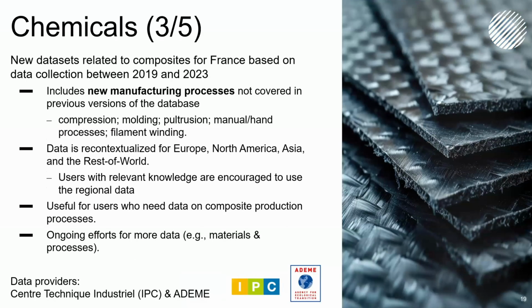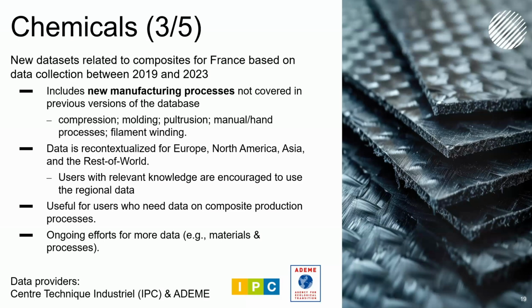The third major update for the chemical sector concerns the introduction of datasets that model manufacturing services for composite materials. So this is brand new data that we did not have before. It was primary data collected from different factories in France by the IPC in collaboration with ADEME. The datasets that were introduced are modeled as services, meaning that the main input components that comprise the final composite materials are not included in the dataset. So this enables users to apply the services to different input materials. So hopefully this provides a bit more flexibility.